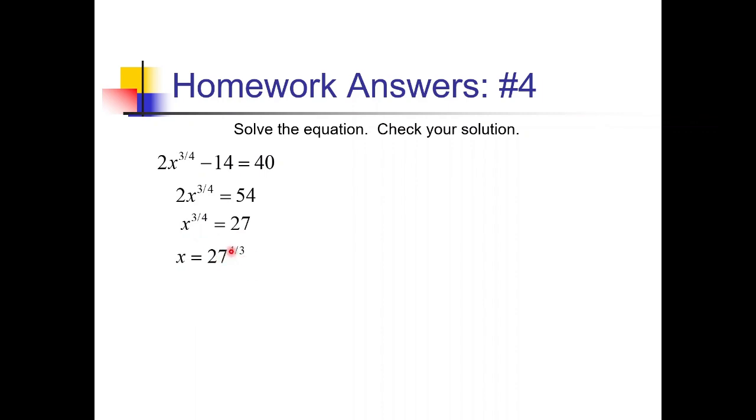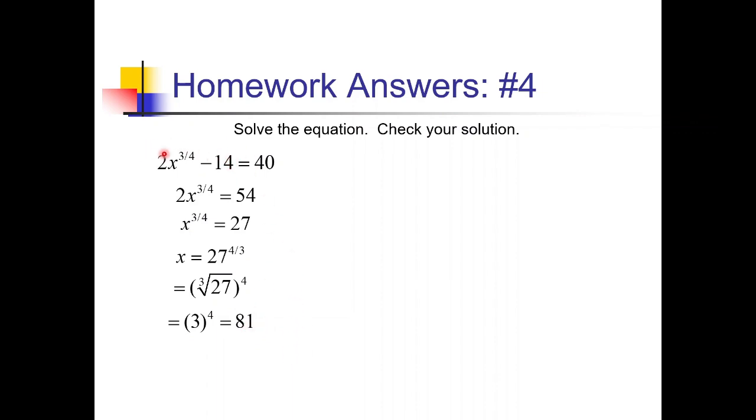Now at this point I'm going to turn this into a radical so that it's a little bit easier to work with. This is really the cube root of 27 raised to the 4th power. The cube root of 27 is 3, and 3 to the 4th is 81. So this is my potential answer, but I need to plug this back in and make sure it actually works.